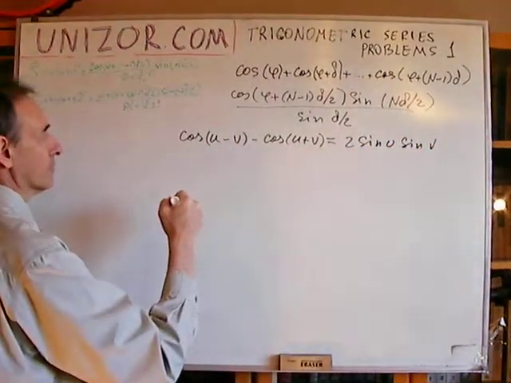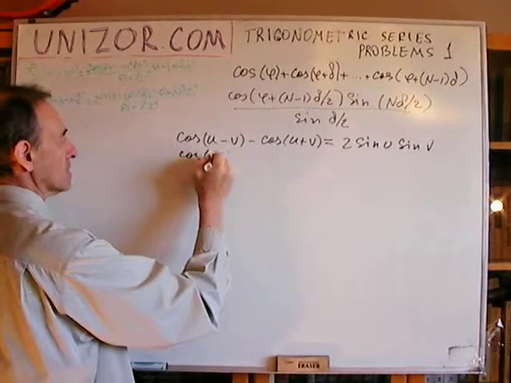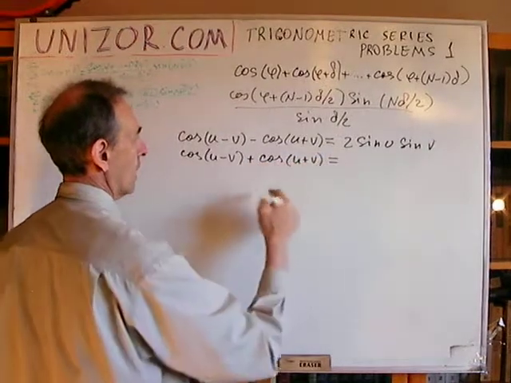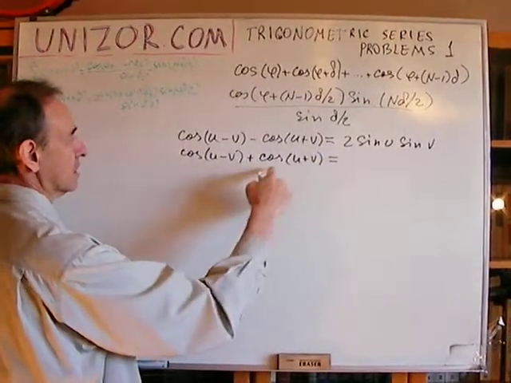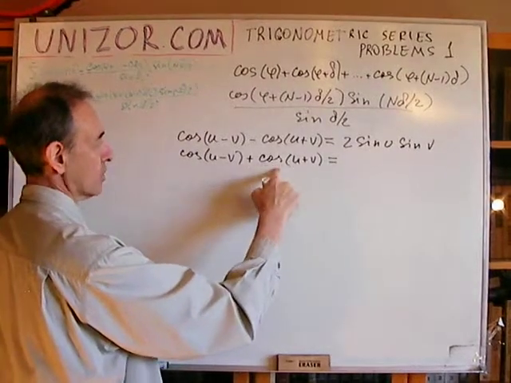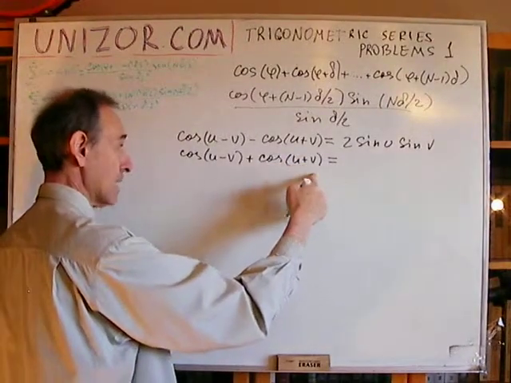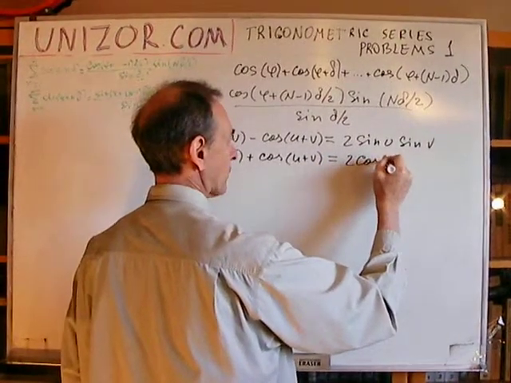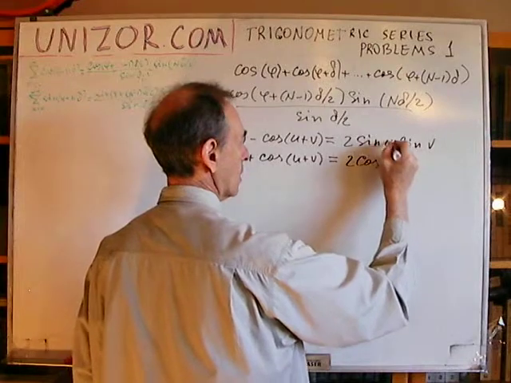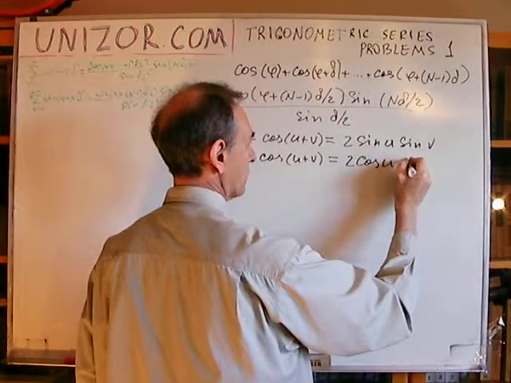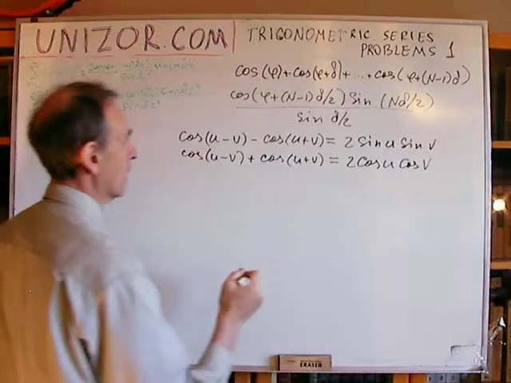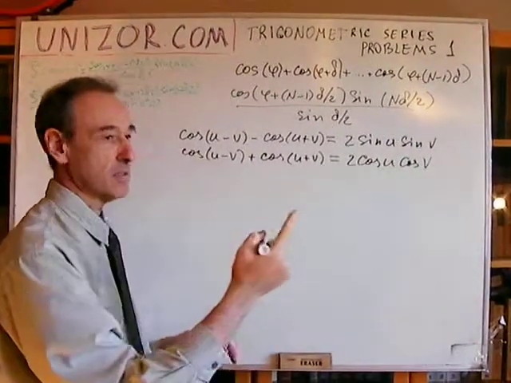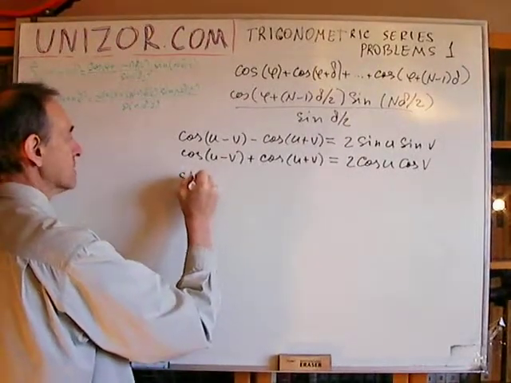Now, similarly, if I add them together, I will have cosine cosine plus sine sine, and cosine cosine minus sine sine. So sines will be reduced, and I will have as a result 2 cosine u cosine v. Now, if I want to have sine and cosine mixed together, I should really do it with a sine.